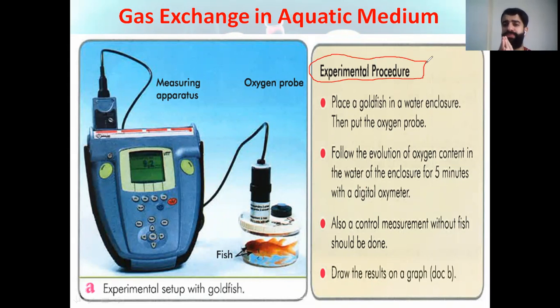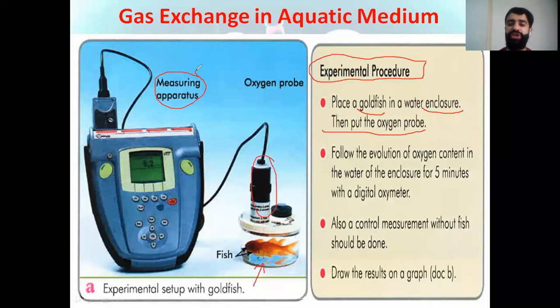So first of all, what do we do? We place a goldfish in a water enclosure, then we put the oxygen probe. This is the goldfish. It's named the goldfish because it has a gold color. We place it in this water enclosure and connect it to the oxygen probe that is connected to the measuring apparatus. This measuring apparatus is the oximeter, and it's a digital one.